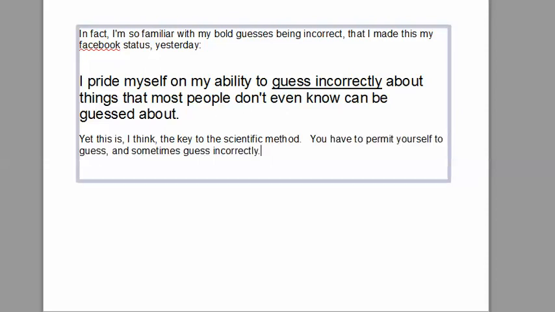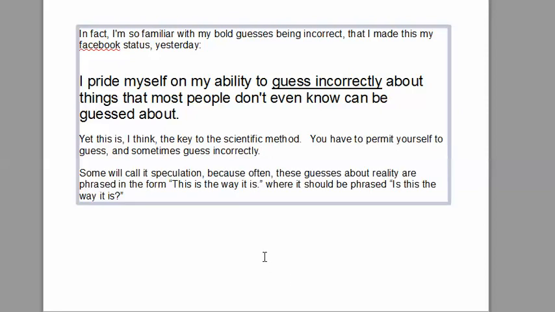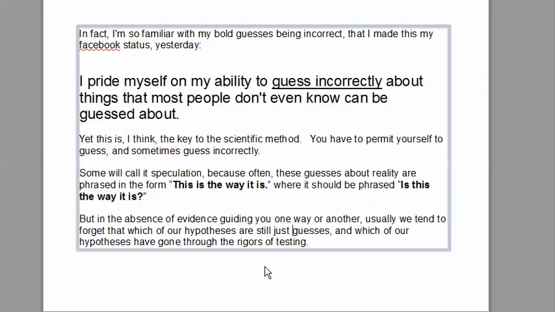You have to permit yourself to guess, and sometimes guess incorrectly. Some will call it speculation, because often these guesses about reality are phrased in the form, "This is the way it is," where the guess should be phrased, "Is this the way it is?" But in the absence of evidence guiding you one way or the other, usually we tend to forget which of our hypotheses are still just guesses, and which of our hypotheses have gone through the rigors of testing.